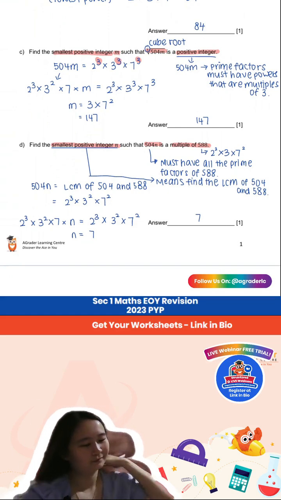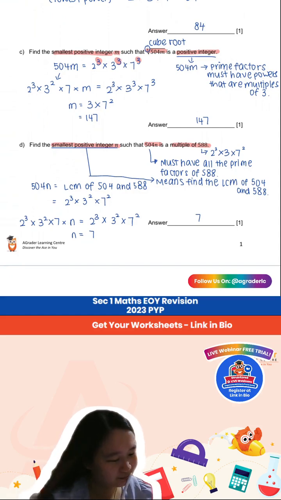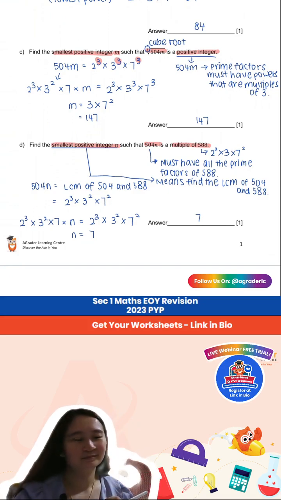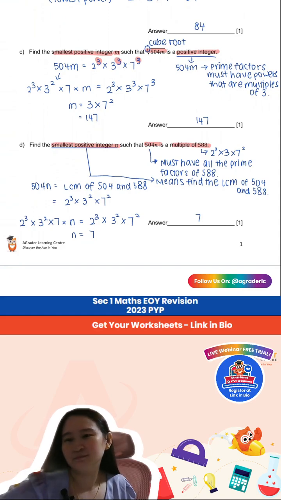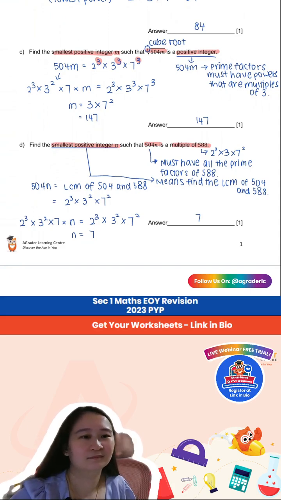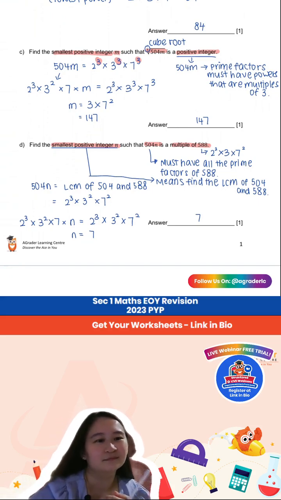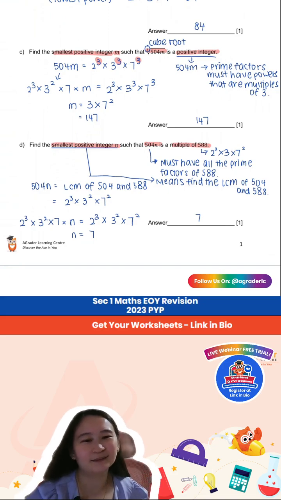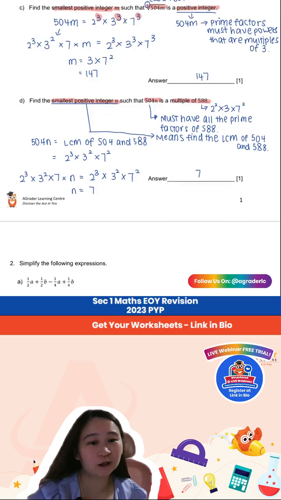All done? Hmm? I think 673. Oh yeah, Sec 1 next year. Okay, can I move on to question 2?